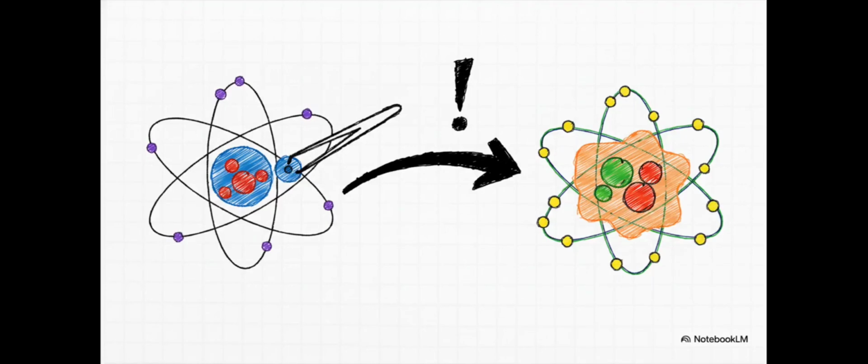If you change either the Z, the protons, or the A, the total mass, you no longer have the same nuclide. You just don't. You have an entirely different nuclide. And because the nucleus has been fundamentally changed on a structural level, it's going to have entirely different nuclear properties. Keep this rule tucked in your back pocket because it is the master key to this whole puzzle.